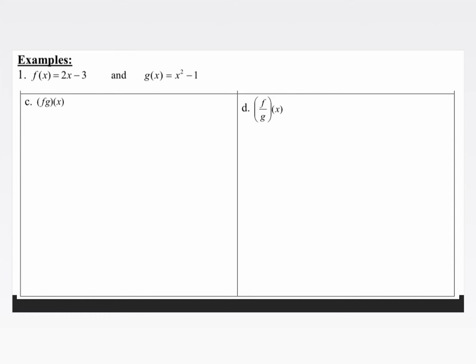In part C, now we're asked to multiply. So f times g of x is the same thing as f of x times g of x. Multiplying these, we have 2x minus 3 times x squared minus 1. So here I'm going to use the horizontal method, sometimes people refer to it as FOIL, in order to multiply these 2 polynomials together, or these 2 functions.